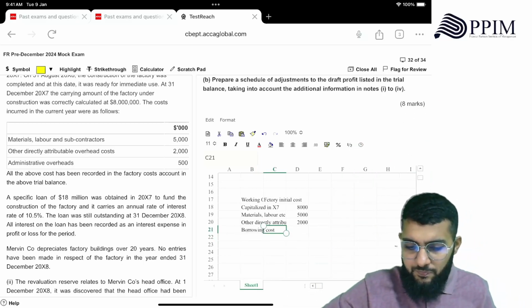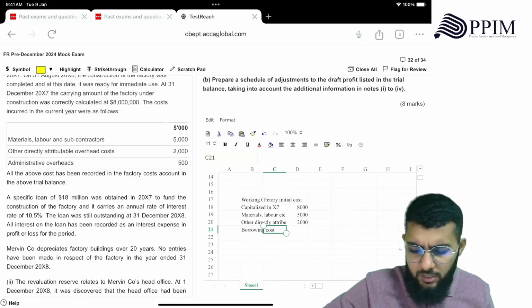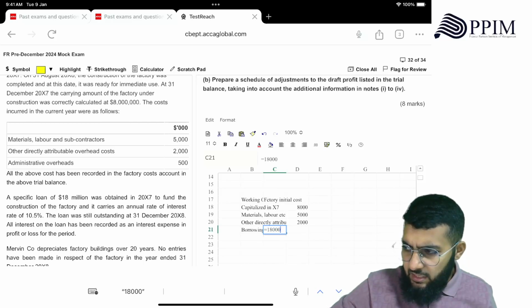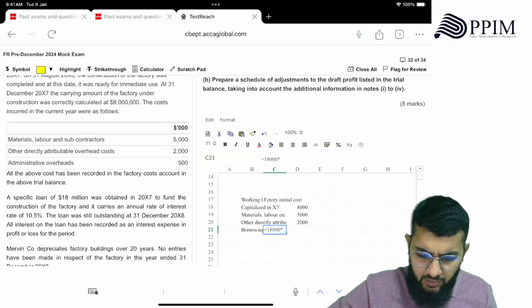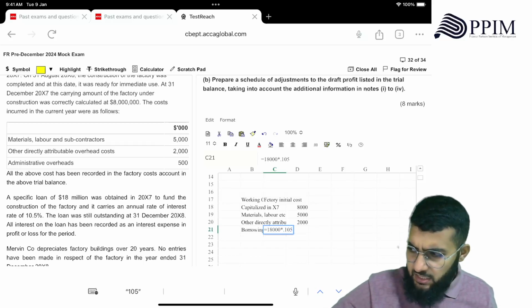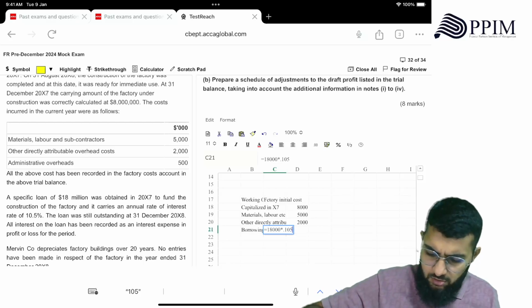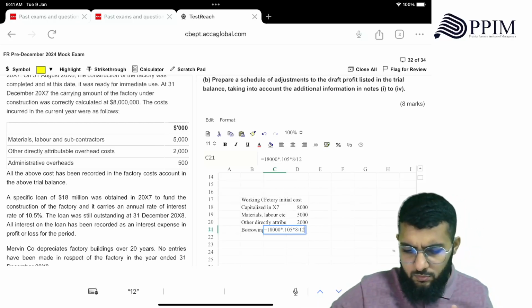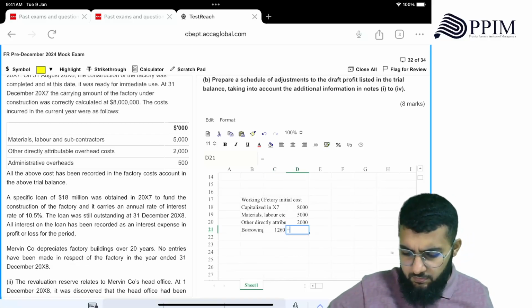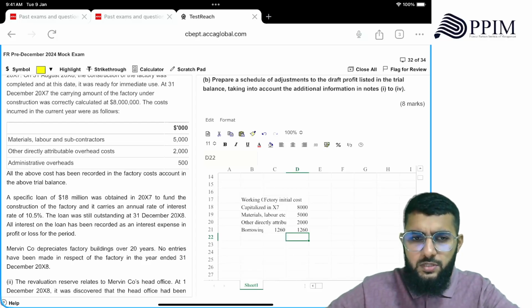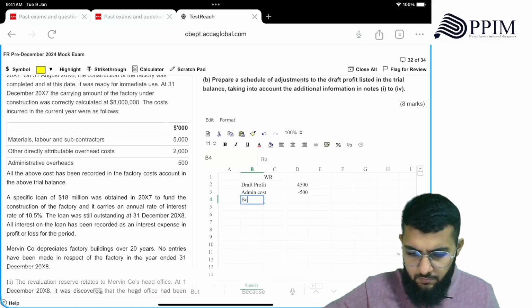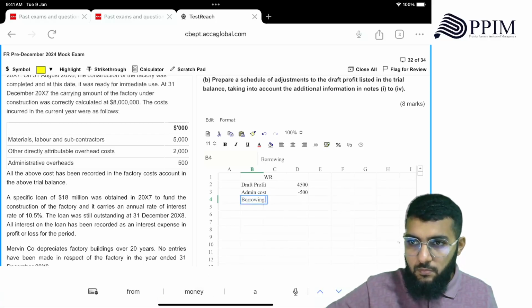Borrowing cost. What is going to be the formula? 18 million into 10.5% into 8 over 12. That gives 1,260. So what do we do here? 5,000 and 2,000.